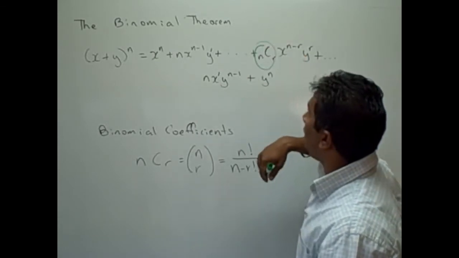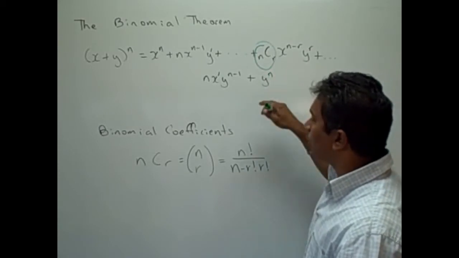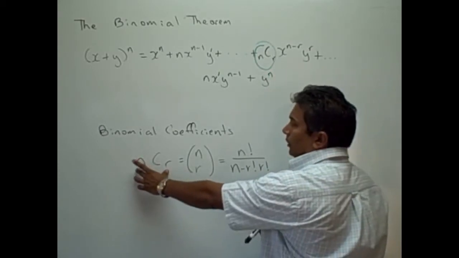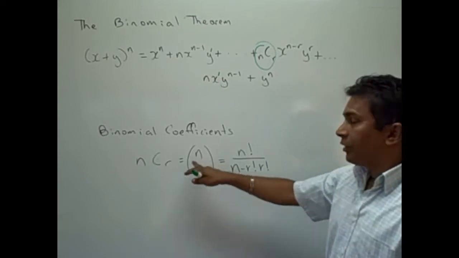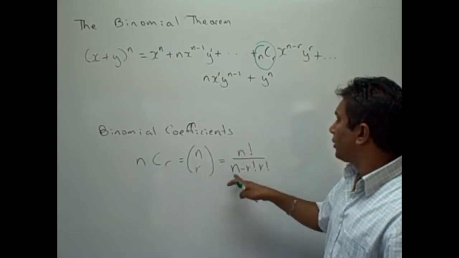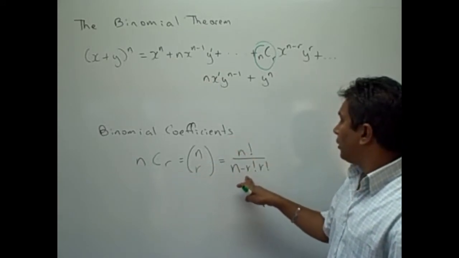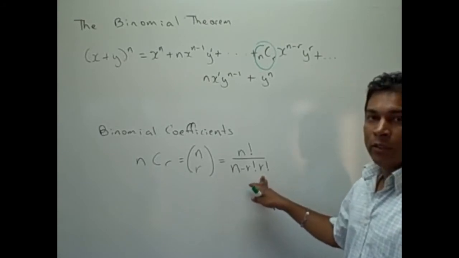This is our binomial coefficient. We find our binomial coefficient, and it's written as n combination r, or it's written like this, which means n factorial over n minus r factorial times r factorial.